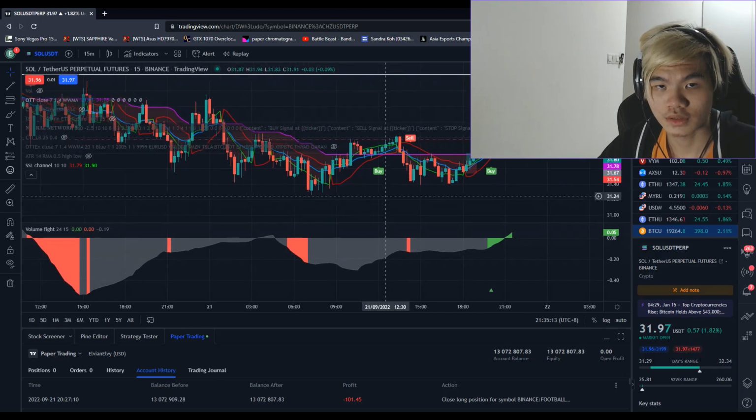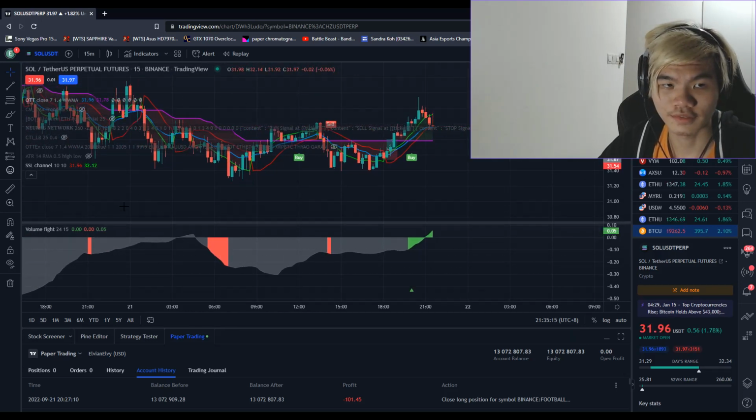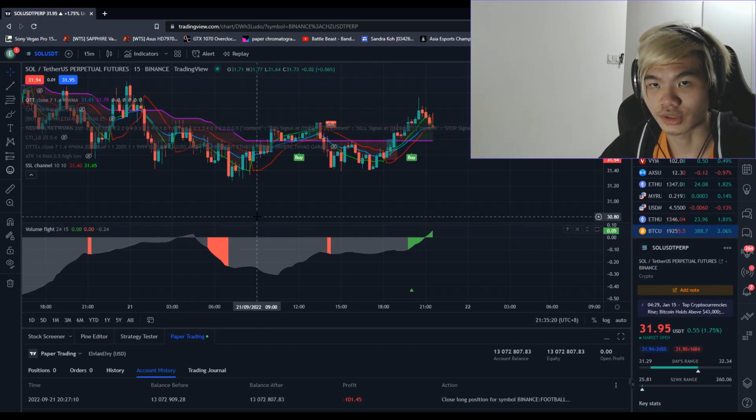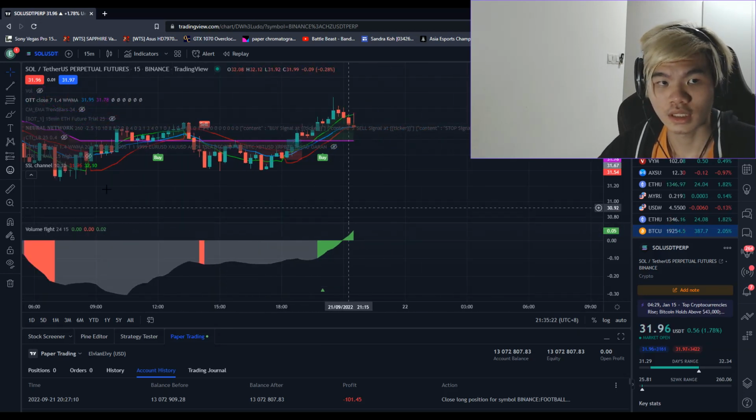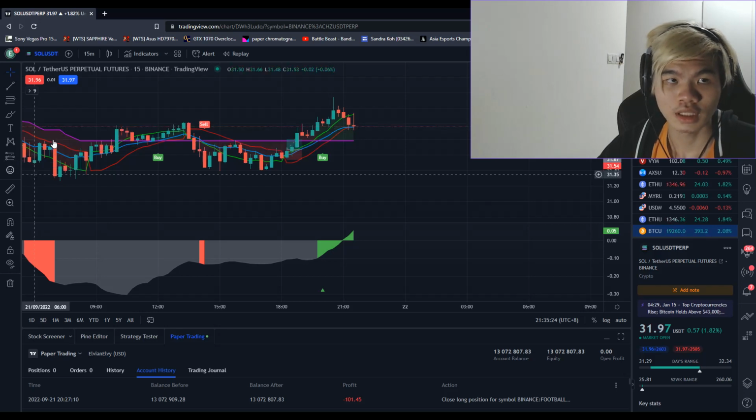But yeah, this volume fight indicator is a really not well-known indicator. It's quite new, so not a lot of people know about it. So yeah, let's jump right into it.